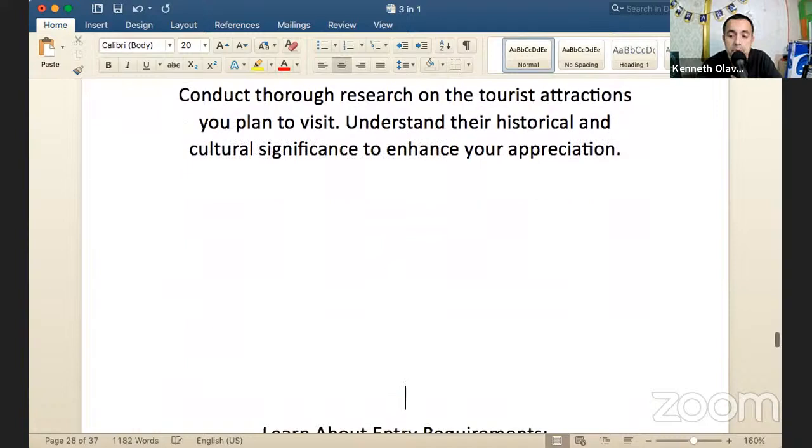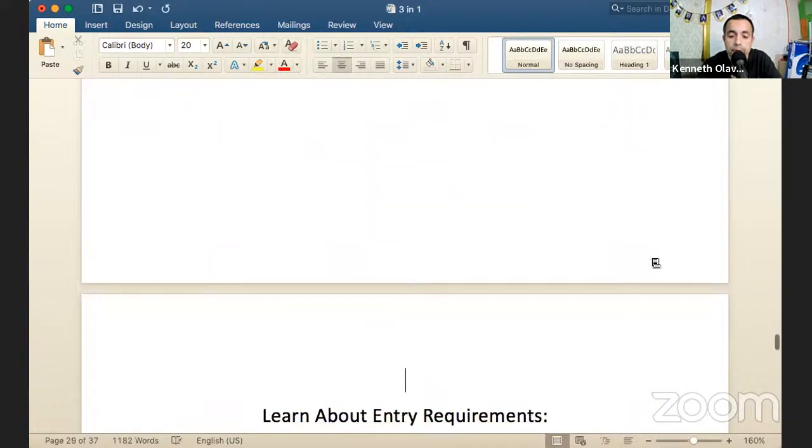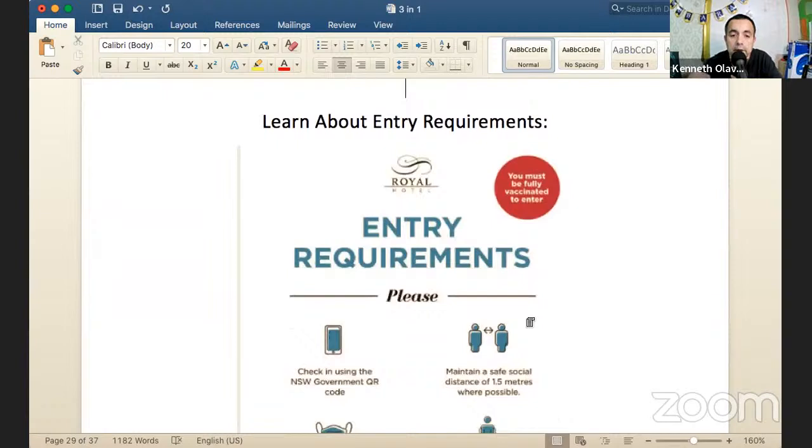Tip number two, learn about entry requirements. Every country has different requirements to let you in. Some countries are easy, some countries are not that easy. It will depend on the country where you're from and its economy. It will also depend on the country where you're going to and its economy. And it will also depend on the diplomatic relationship your country has with the country you're going to.